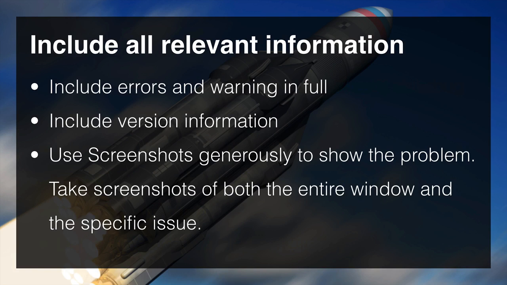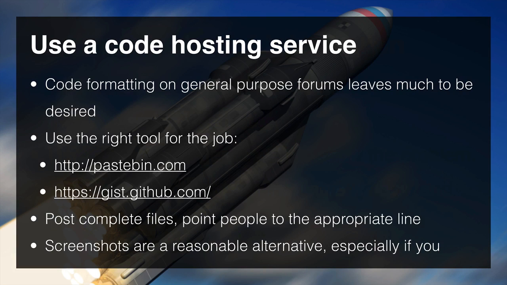Make sure you use screenshots generously to show the problem. Take a screenshot of the entire window so that we can see your inspector and your hierarchy. Those are important information when you've got an object selected, as well as a smaller screenshot of the problem you're having itself. Sometimes a screenshot isn't appropriate, it's not suitable. Use your judgment to see whether you should use a screenshot. In most cases, if you've got a visual problem in the game, a screenshot always helps, and it never hurts.